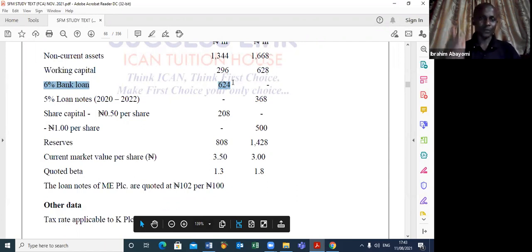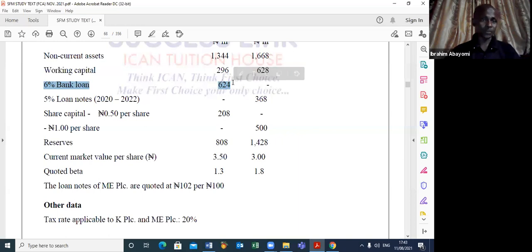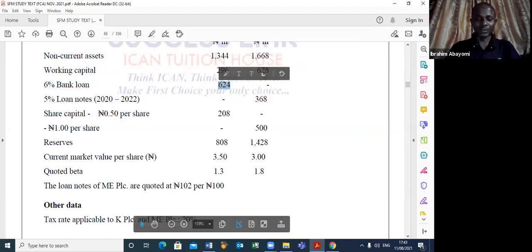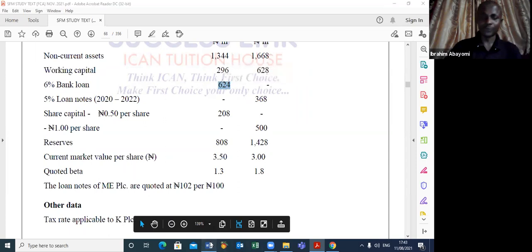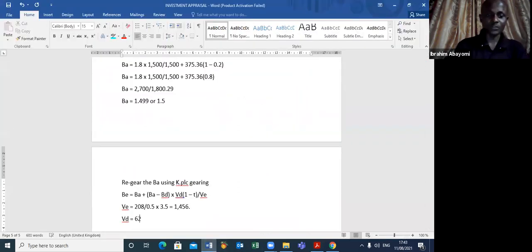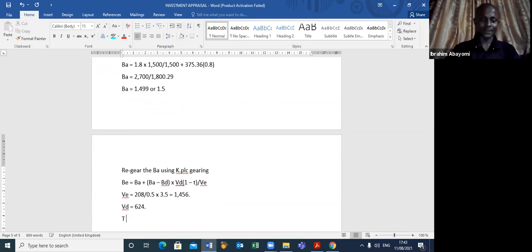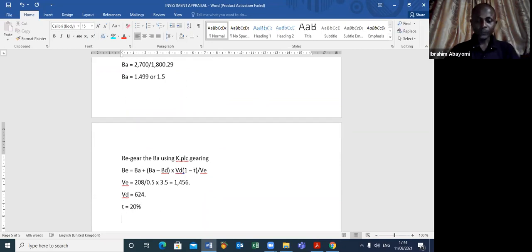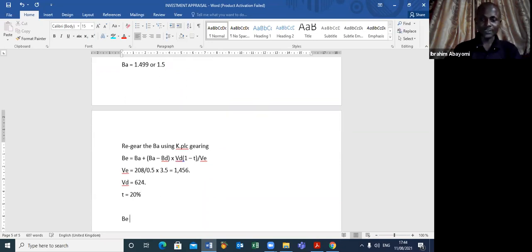So 6% bank loan. Anything bank loan is non-traded, and because this is non-traded, you cannot have the market value. So I'm going to assume that the market value is also what? 624 million, the book value. So I have 624. If that is the case, what is the tax rate? The same tax rate for the two companies. So we have 20%.